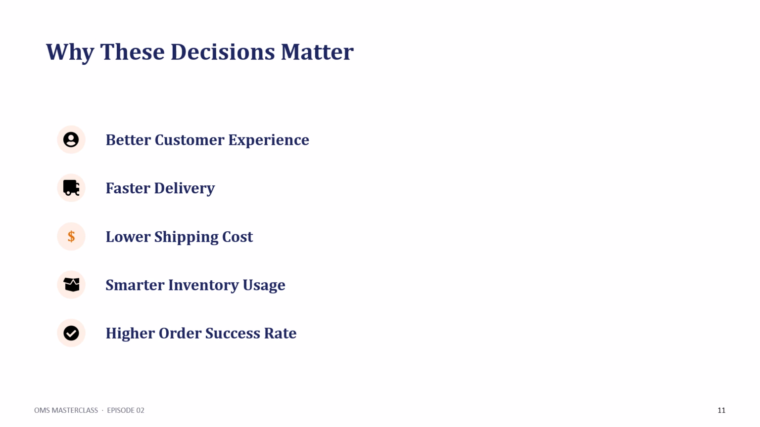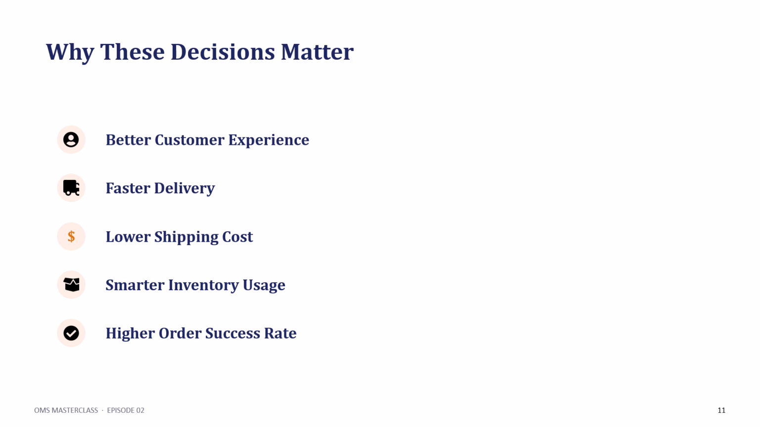Third is lower shipping cost. When multiple fulfillment locations are available, the OMS can choose the one that satisfies the customer's promise while also reducing logistic costs for the retailer. Fourth is smarter inventory usage. Instead of depending on a single warehouse, the OMS intelligently utilizes inventory across the retail network, helping avoid overstocking in one location and stock shortages in another.